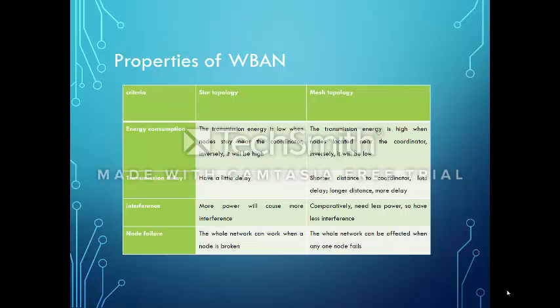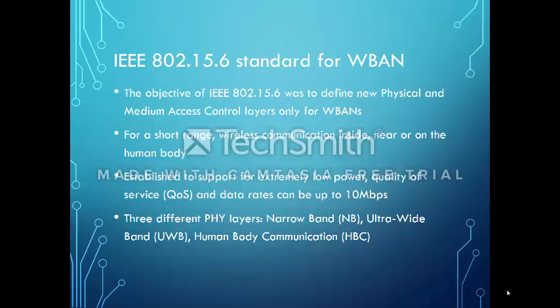And next is a comparison of two topologies. The differences between them are shown in the energy consumption, transmission delay, interference, and node failure. Next, I will introduce the IEEE standard for WBAN.